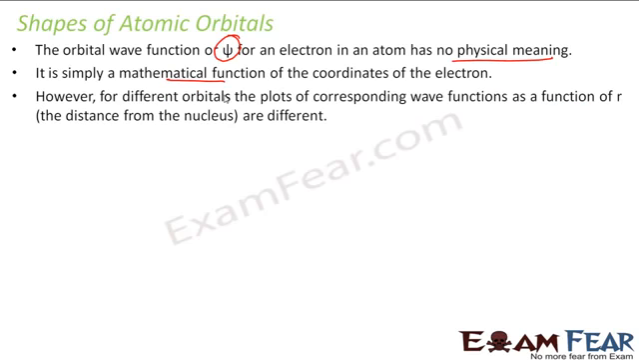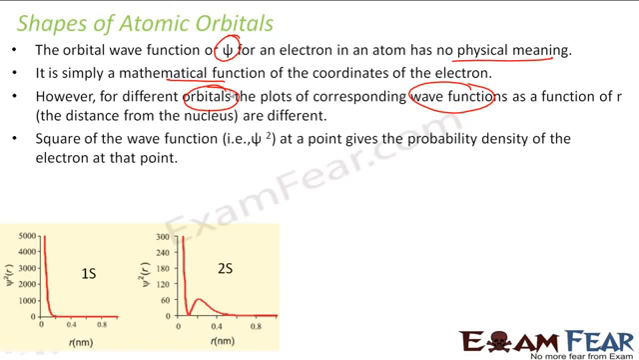However, for different orbitals, the wave functions as a function of r are different. The shape of the orbital which you get from these wave functions as a function of r is different. And the square of this wave function gives the probability density for the electron at a given point. For example, for 1s, the electrons are at this point. High probability of finding electrons. Right? It goes off and then from here there is no probability of finding the electron.